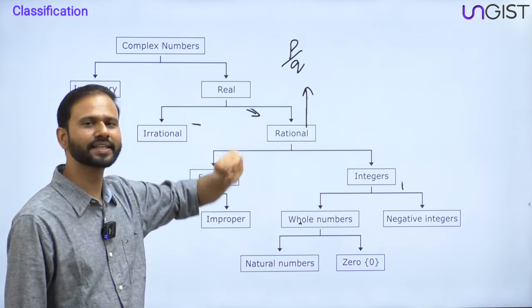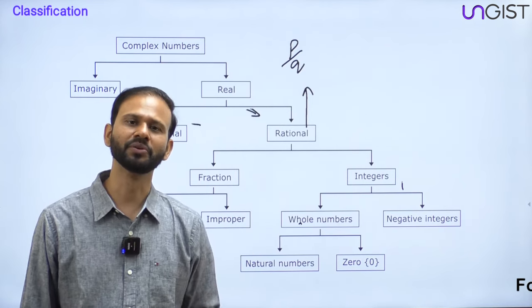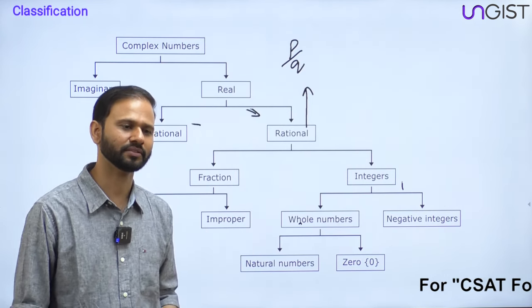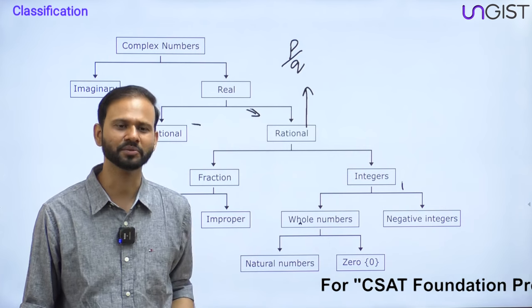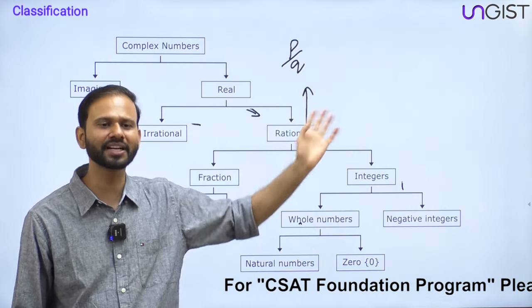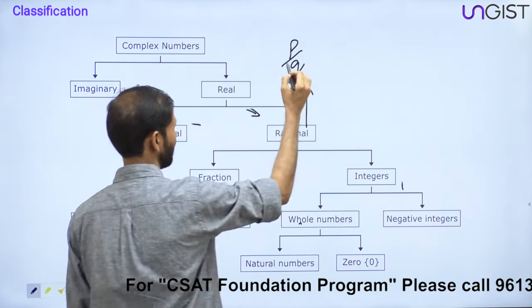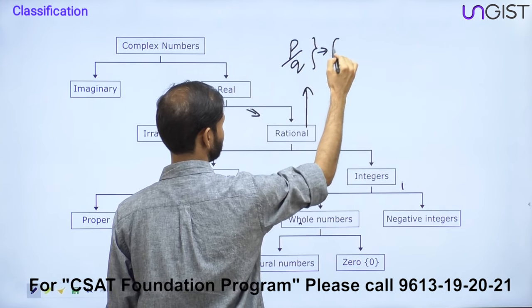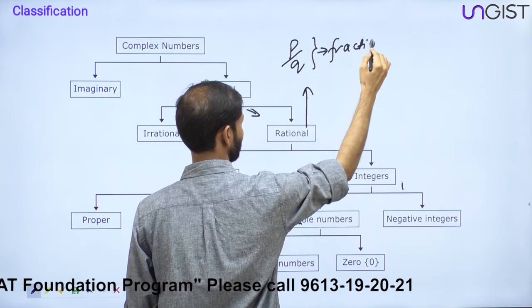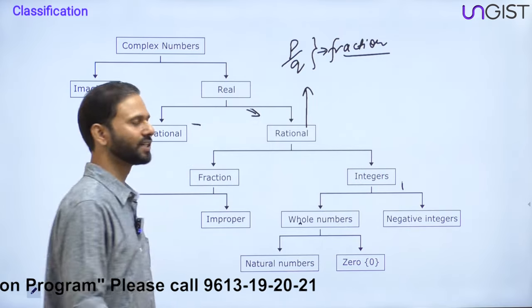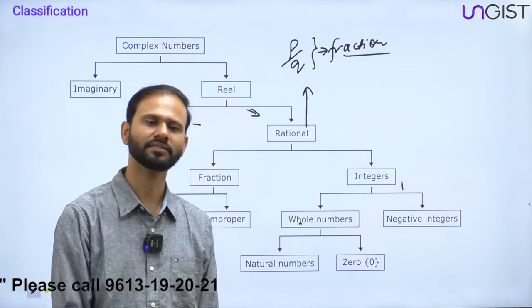Now a number that can be represented in the form of P by Q. What is P by Q, everyone? Fraction. Exactly, it is a fraction, right? This is a fraction. A number that can be represented in the form of a fraction, right?